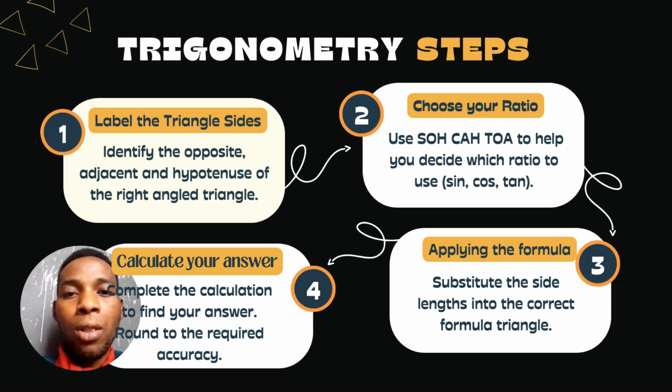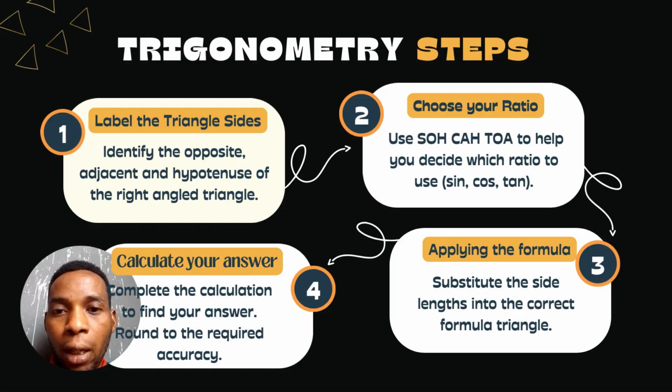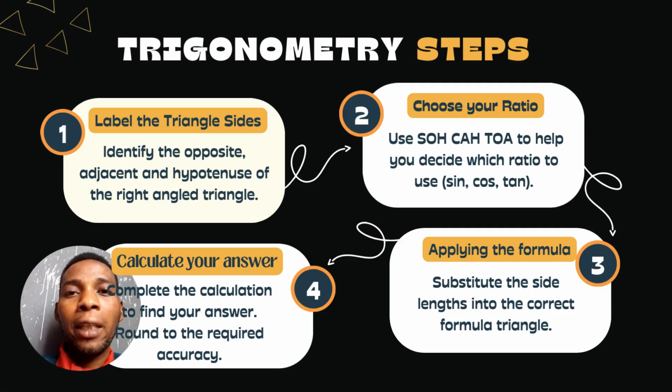That's step 1. Step 2 says choose your ratio. Use SOHCAHTOA to help you decide which ratio to use. That's step 2. Step 3: Calculate your answer. Use a calculator to check your angle after applying SOHCAHTOA. Then the last one says applying the formula. Substitute the side lengths into the correct formula. So let's take the steps one after the other.